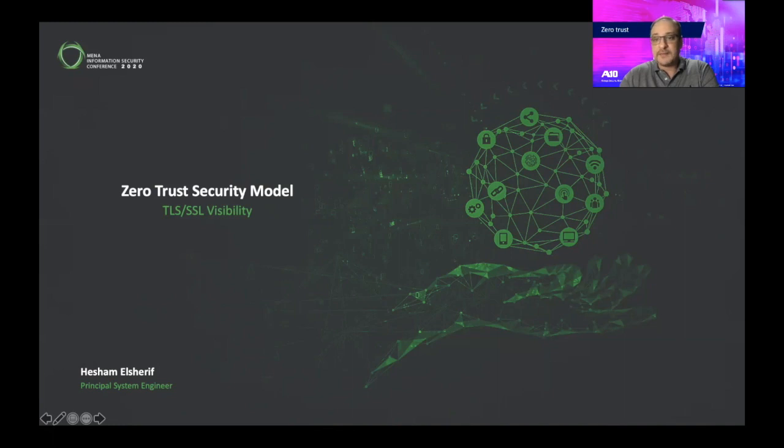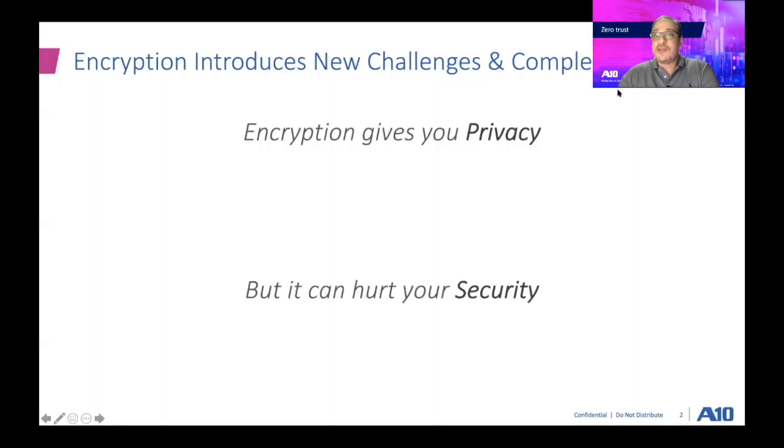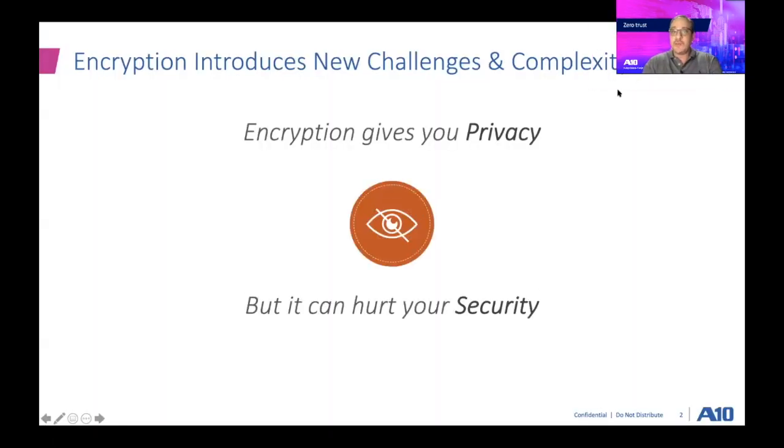So let's begin. We all know that encryption gives you privacy and is very important today. Even with some standards, you cannot publish some services without having them encrypted. But at the same time, it can hurt your security. So what can we do? Shall we stop encryption, or shall we find some other solution?